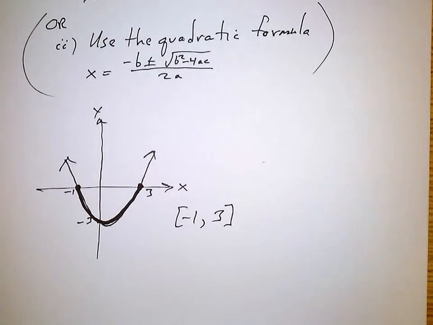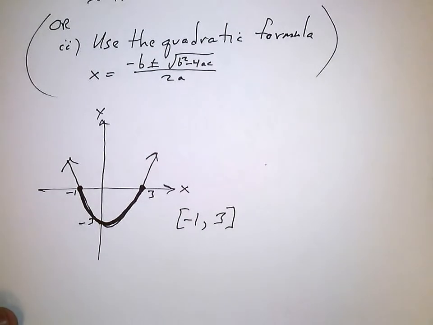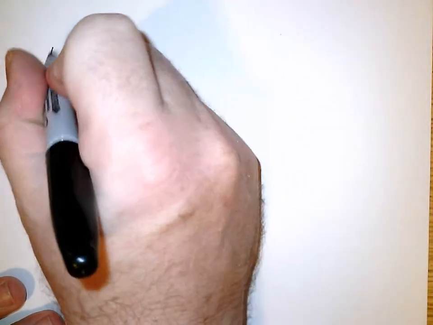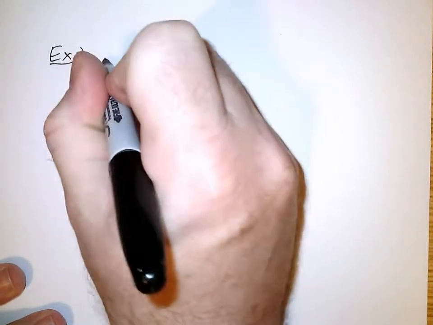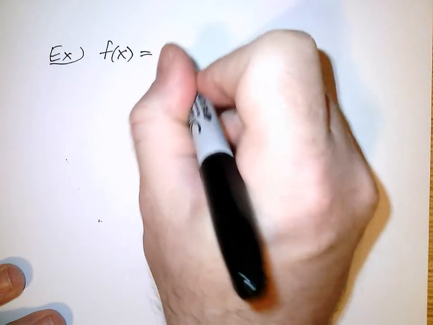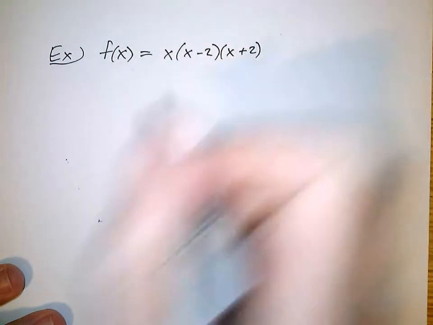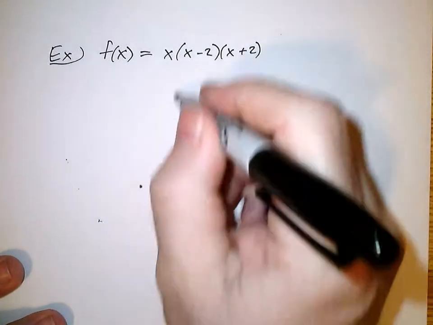Okay? So here's one where we had to factor or use the quadratic formula to find the intercepts. If you're given something already factored, it's a little bit easier. For example, what if I have f of x is x times x minus 2 times x plus 2. This is a polynomial already factored.